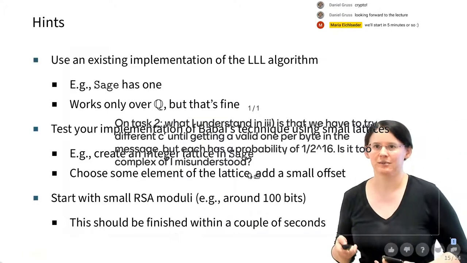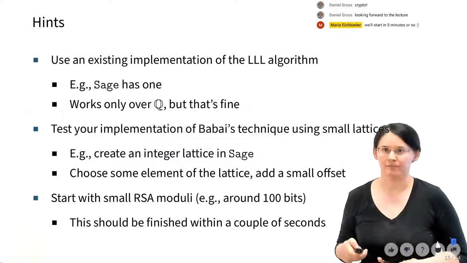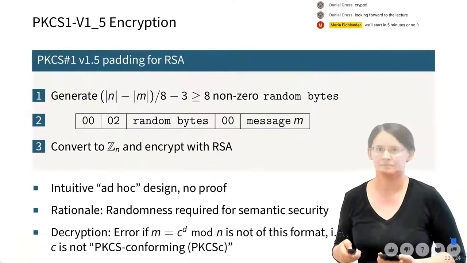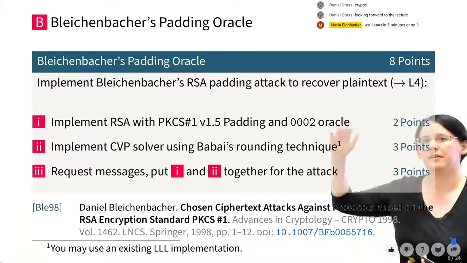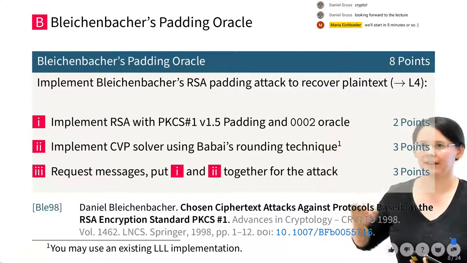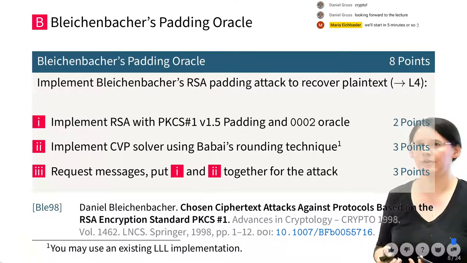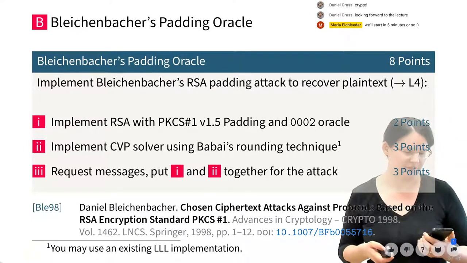So let's jump back to task number three here. Task number three was combining these two ingredients and running the attack. Let's have a look at the example to address your question.